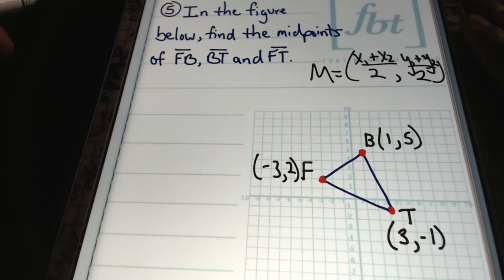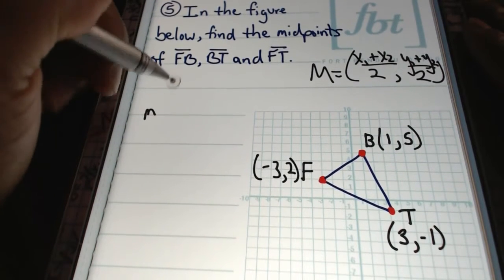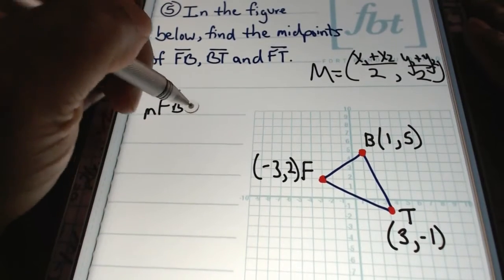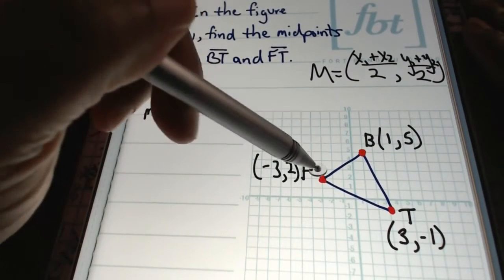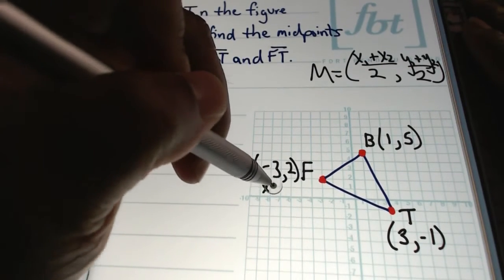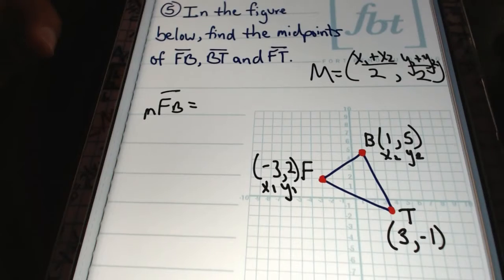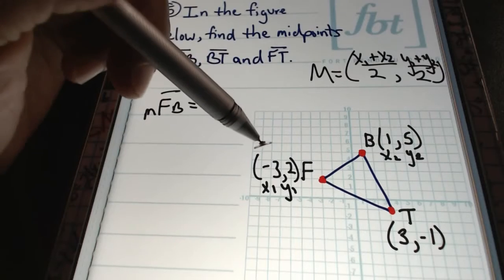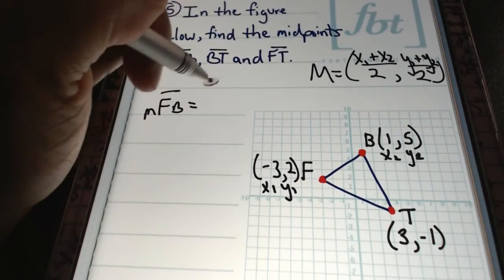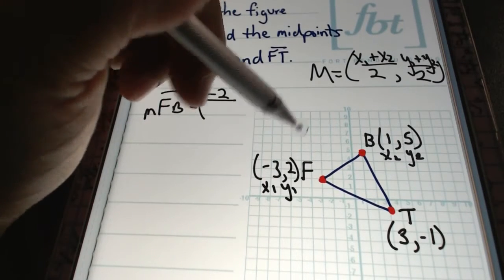So here we're going to find out the midpoints of these line segments. We'll start with the midpoint of segment FB. FB is going to be the midpoint between these 2 points on our triangle. If you label F as x1, y1, and point B as x2, y2, then the sum of the x values is our numerator. When you combine -3 and 1 together, you'll get -2, and that's going to be divided by 2.